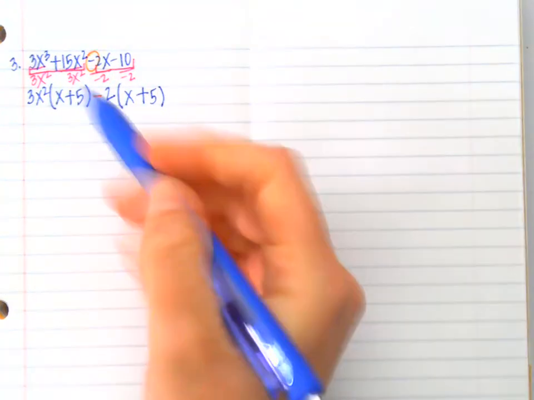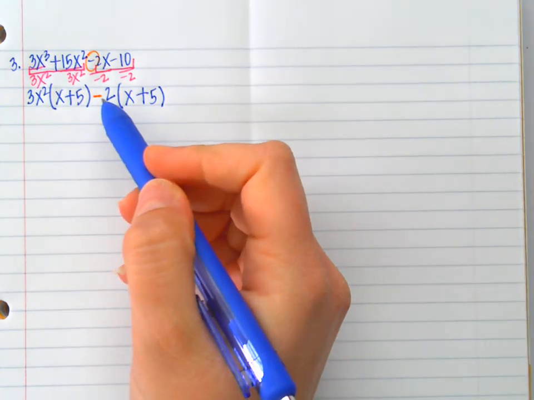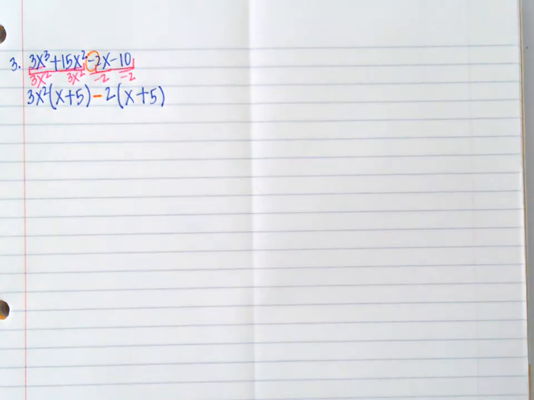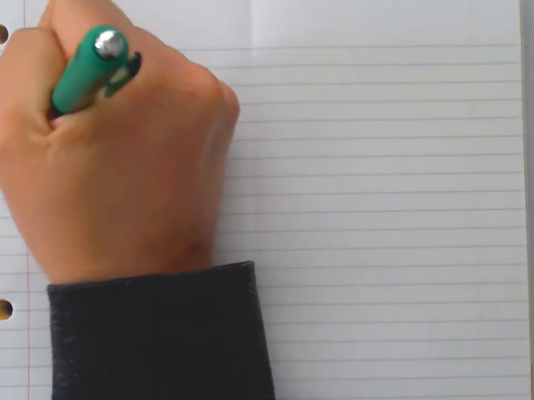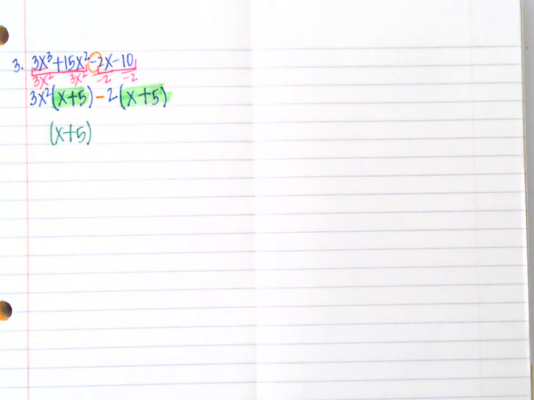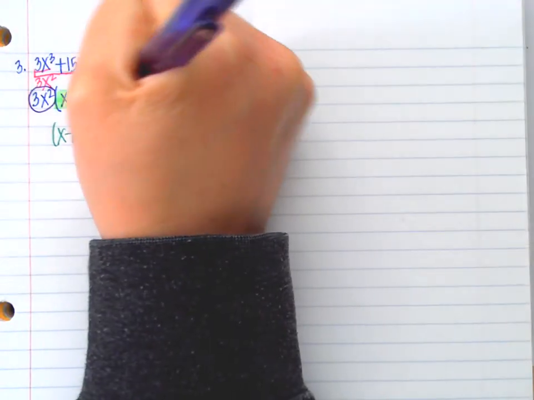So that sign in the middle is really important. And now we're at a good spot, a spot that we were at before, and there's nothing different. We make sure our binomials are the same, and they sure are, x plus 5 and x plus 5. We write that as 1. And then we write what's left. What's left is the 3x squared minus 2.